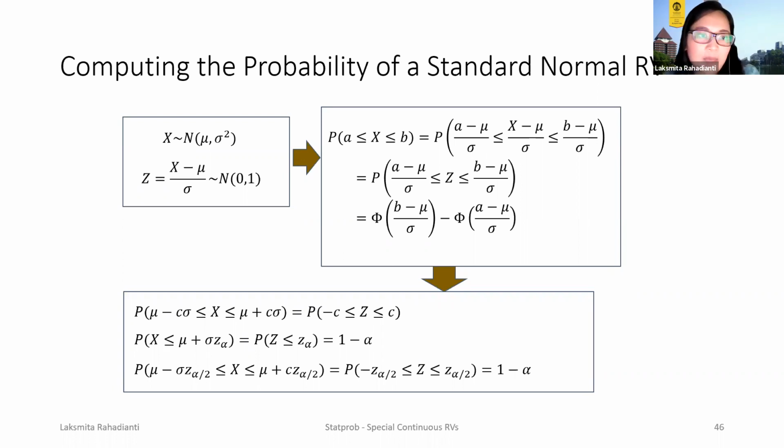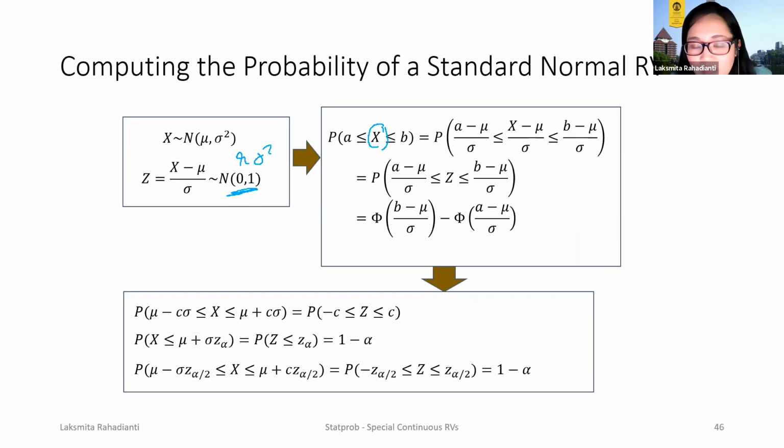So the first step is to convert your normal RV into a standard normal one. So note here that my X, the one that I'm computing, is still a basic normal one, right? And I would like to convert it into a standard normal one with 0 and 1 as the mean and the standard deviation.